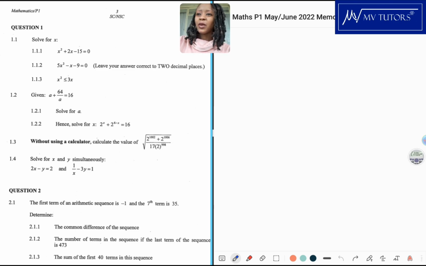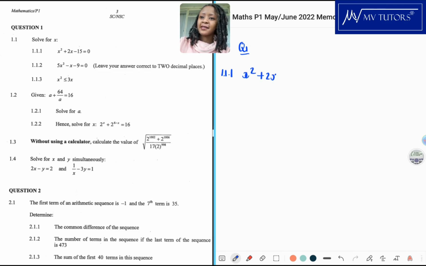So, question 1, we are solving for x, okay? And our first question, 1.1.1, it is x squared plus 2x minus 15. Okay, so in a case like this, it's equal to 0. I would want to know what the factors of 15 are and see if I can get 2 out of those factors. Okay, so this is something you do on the side.